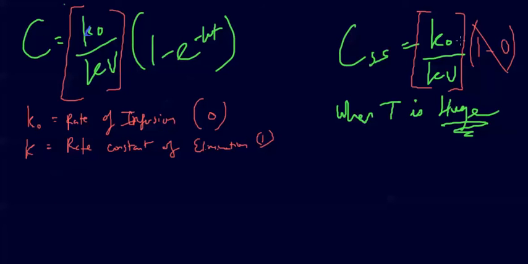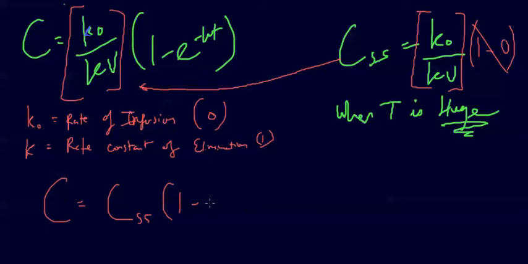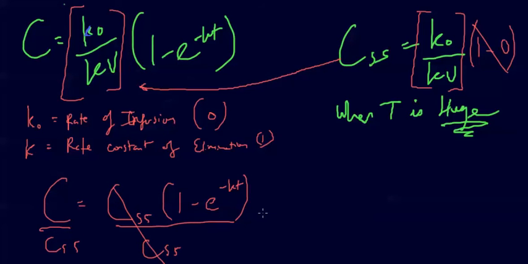Okay, so anyways, I'm going to take KO over KB and plug it in. So we just replace this whole thing with CSS. That's all I'm doing. So C is equal to CSS times 1 minus E to the negative KT. You guys see how I did that? It's not that bad, right? Next, I'm going to divide by CSS on both sides, and this cancels out, obviously. And we get C over CSS is equal to 1 minus E to the negative KT.